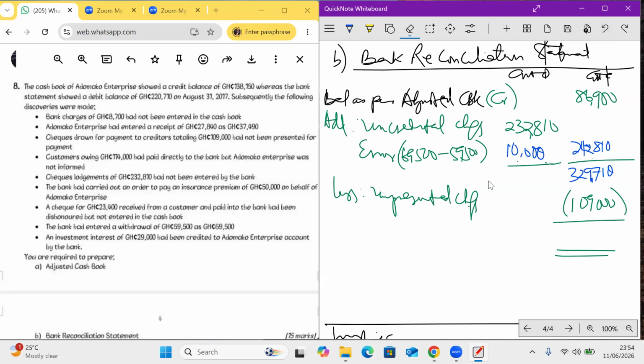Now we got 220,710. Are you getting it? So I should always look for the debit. That's where the final balance should balance, right?